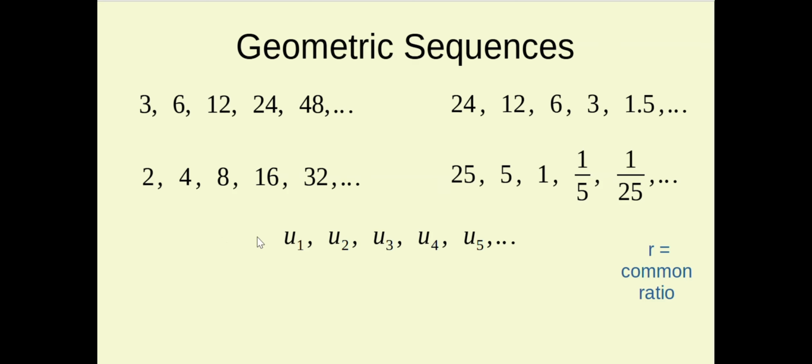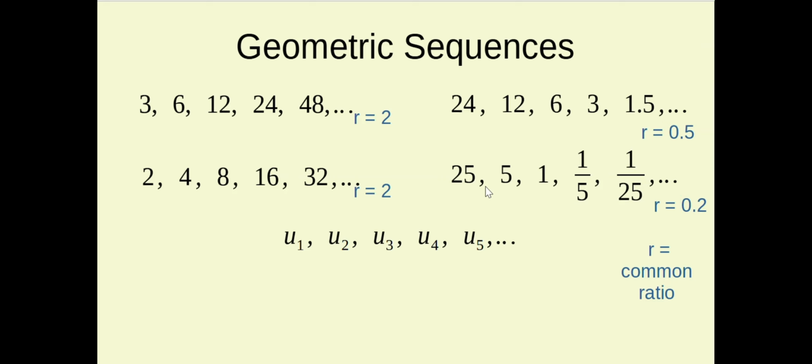So each of these terms, and we use U for terms, so term 1, term 2, term 3, or first term, second term, third term. How to get from one term to the next term is multiplying by the common ratio. So in this first example, the common ratio is 2. This one on the right, common ratio is 0.5. Here, again, it's 2. Here, again, it's 1/5 or 0.2.